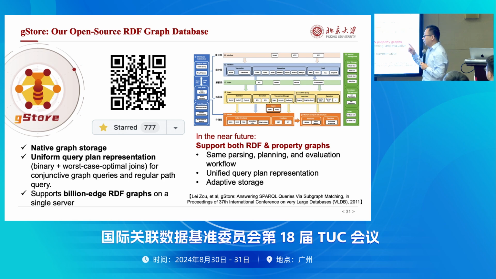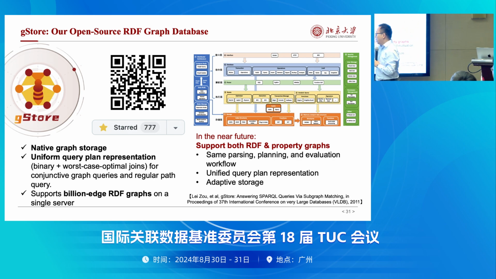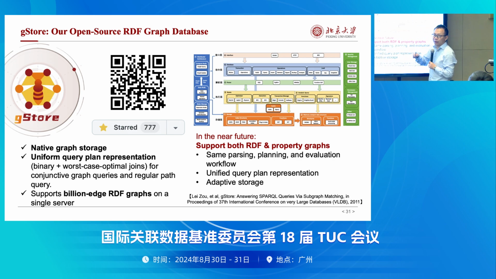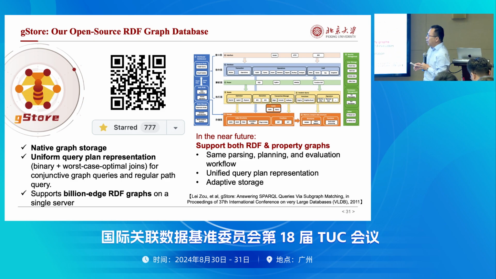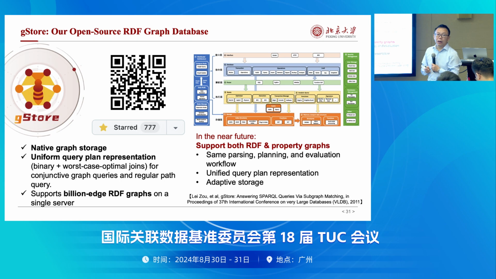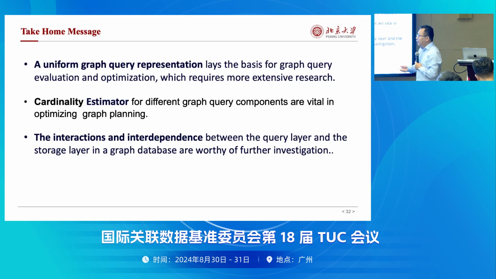In the current version, we use the uniform graph query representation in the query engine of gStore. In my talk, I proposed a uniform query plan. That uniform query plan can represent SPARQL queries, and can also represent Cypher queries and GQL queries. So in the near future, we want to support both RDF and property graphs in one system. This is the take-home message.